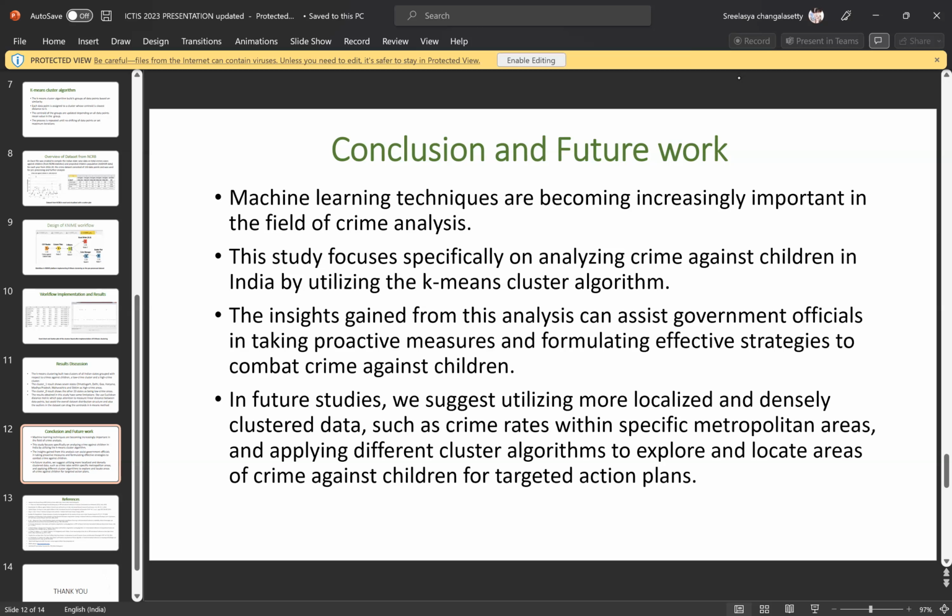Furthermore, we also suggest for future work utilizing more localized and densely clustered data. So crime rates, for example, within the specific regions of a city and specific metropolitan areas, and experimenting with different clustering algorithms such as DBSCAN in order to explore and locate these areas that have high crime rates against children for targeted action plans.